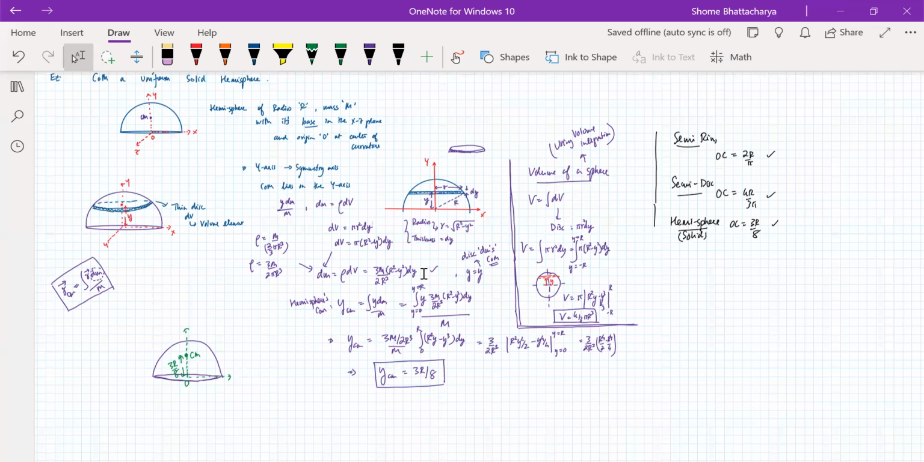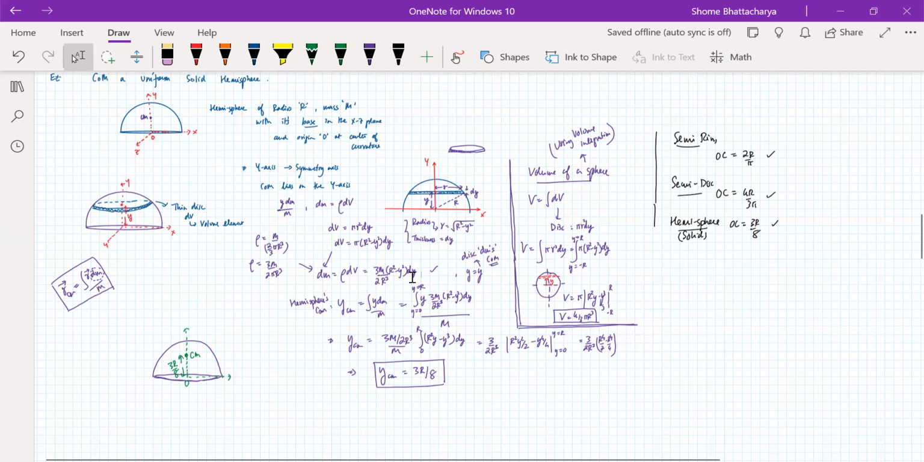Okay, so people, are you clear up to this step where we have replaced dm as this quantity rho into dv? Yes, sir. So when we multiply these two quantities, rho into dv, you can see the pi will cancel. So we get 3m upon 2r cube into capital R square minus y square dy. So once we've written dm in terms of rho dv, which is this function of y multiplied by dy.